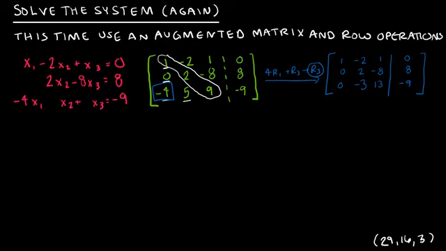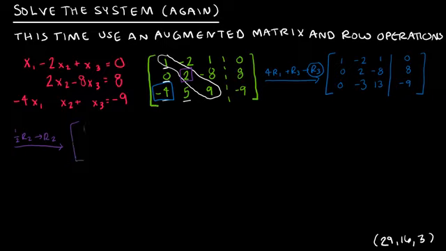Now I'm going to focus on this guy. What do I want that to turn into? I want it to turn into a 1. Well, when I'm taking something down to a 1, not a 0, usually I'm going to use scaling. And that's what I'm going to do here: I'm just going to take half of row 2 to be my new row 2.